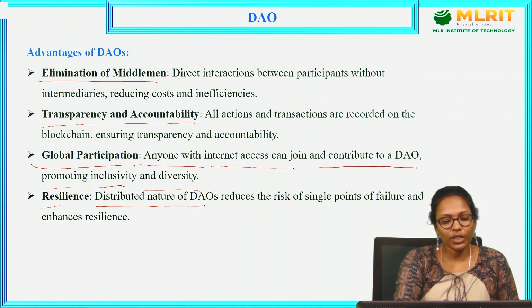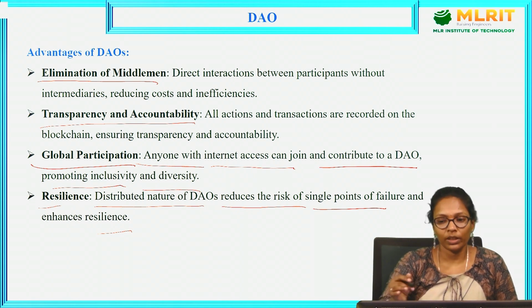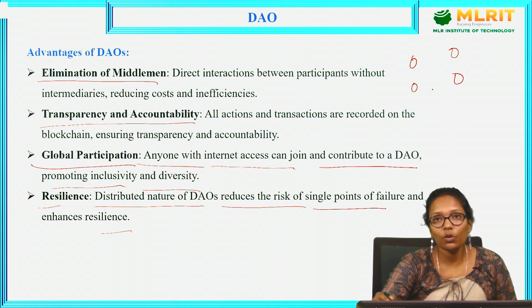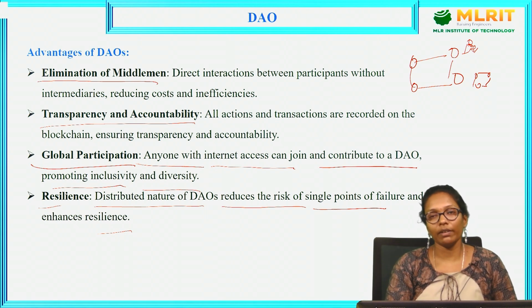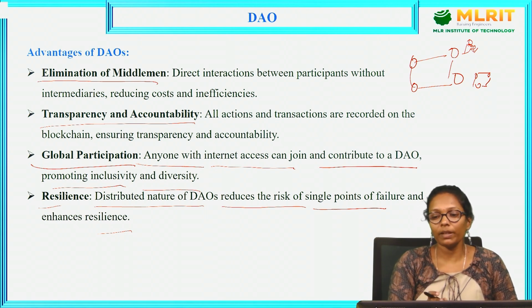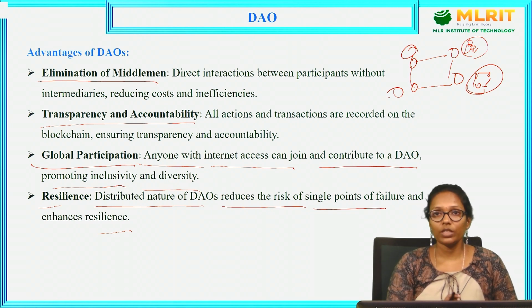Resilience. The distributed nature of a DAO reduces the risk of single point of failure and enhances resilience. As we know, if you use blockchain, the main advantage of blockchain is avoiding a single point of failure. Why? Because at each and every user, we are maintaining a blockchain network. For example, if the organization consists of 4 persons or 4 different departments, then at each department you are maintaining the same blockchain. The data available in the organization, one copy will be maintained at each node, so that even if one node fails, the remaining nodes will contain the data. So that is the advantage of this DAO or blockchain.